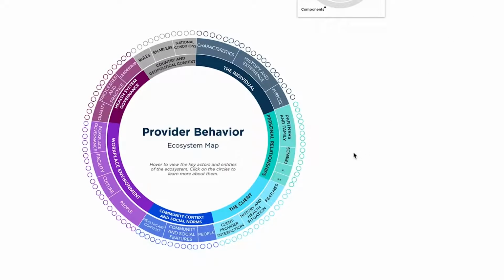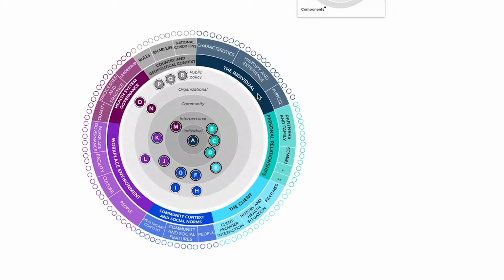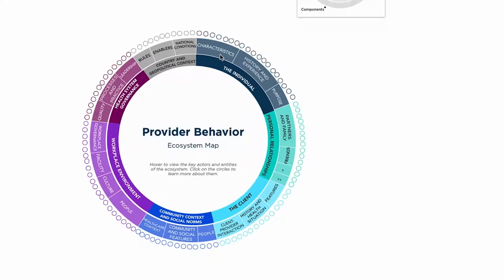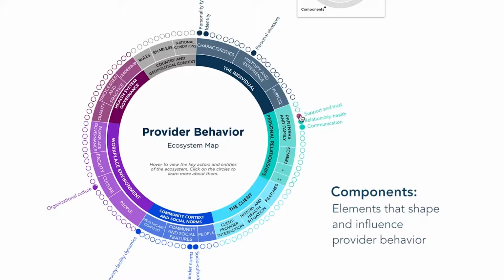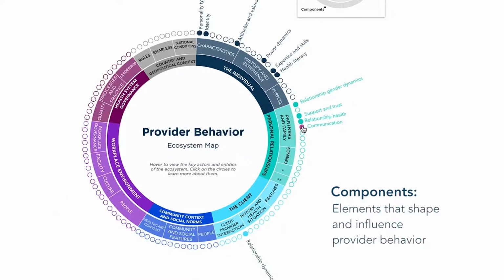Each influence factor is divided into subcategories found in the middle ring of the map. These subcategories group similar components together. For example, the influence factor for individual is broken into 3 groups: the characteristics of the provider's history and experience, and the provider's purpose. Around the outside of the ring, represented by small circles, are the components. Components are the elements, grouped according to influence factor, that shape and influence provider behaviour.